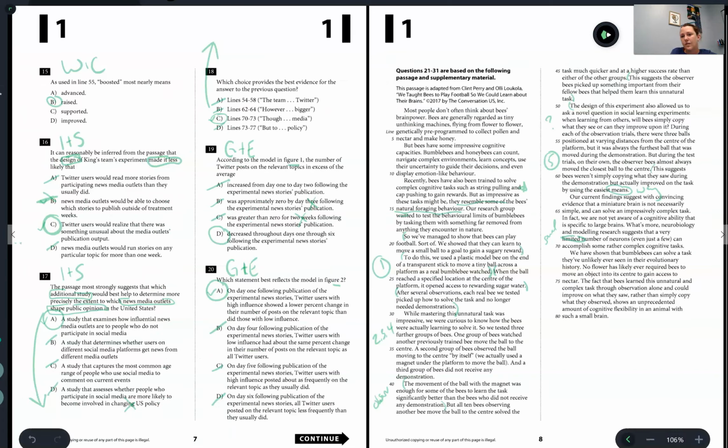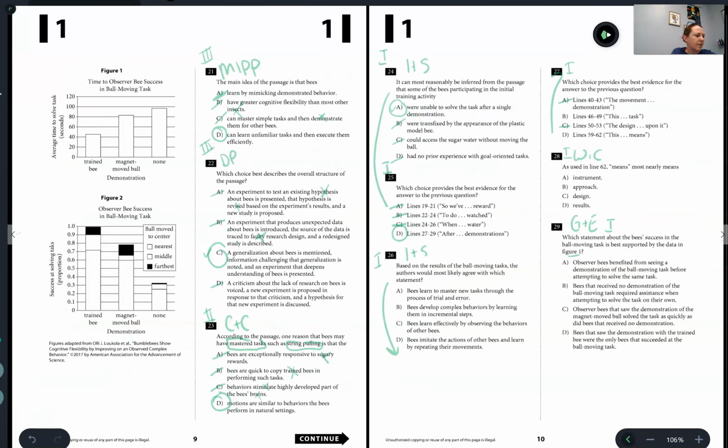This suggests that bees weren't simply copying what they saw during demonstrations, but actually improved upon the task by using the easiest means. Okay, so looking between D and B, B shows that bees are capable of learning from others, and so it is the correct answer. And we're going to match that with an answer for number 26. They don't learn through trial and error. We know that they learn from observing others.